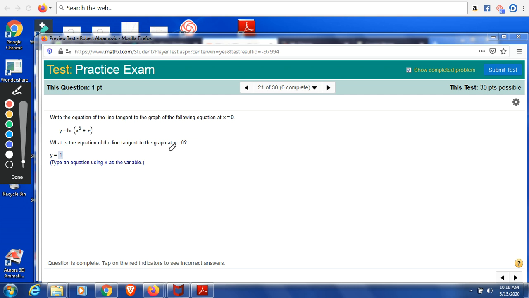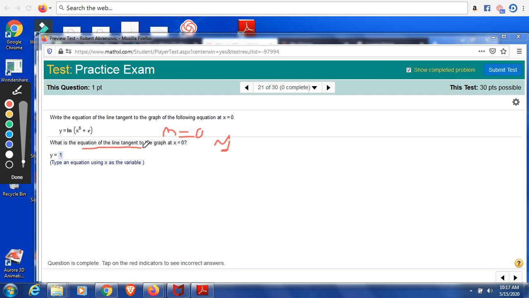So when x is 0, 8x to the 7 is just 0. So we're just left with 0 over, it doesn't matter what we have in the denominator, 0 over anything is 0, as long as the denominator is not 0. And indeed, it's 0 to the 8th, which is 0, plus e. So we're left with 0 divided by e, which is equal to 0. That means that our slope is going to be 0. So the slope of the tangent line is 0.